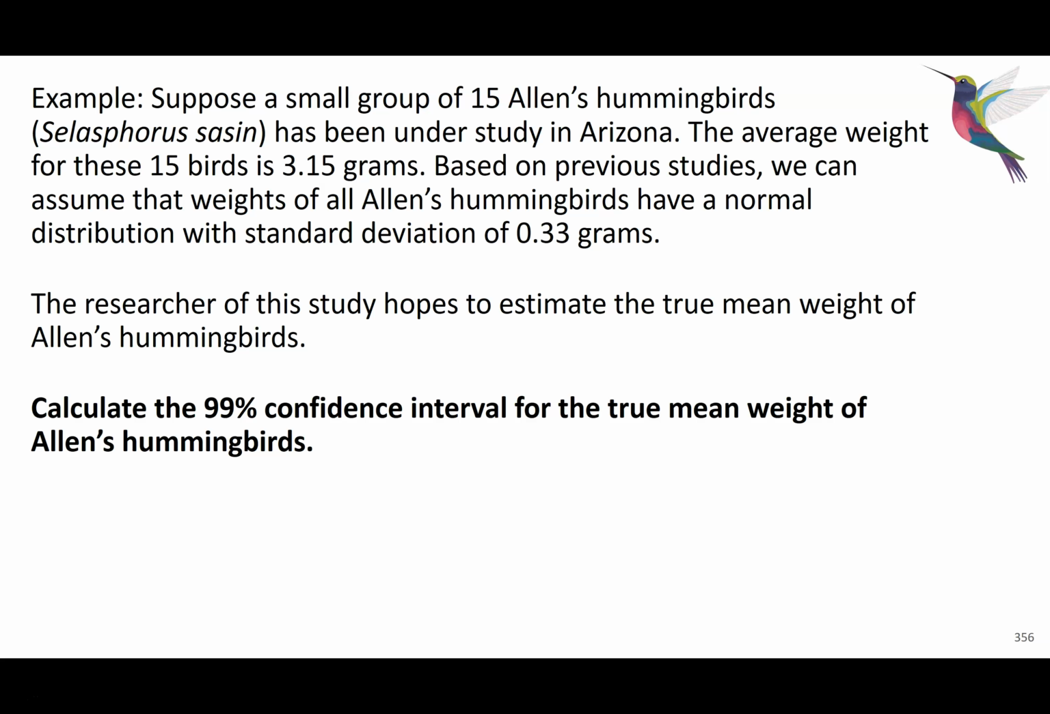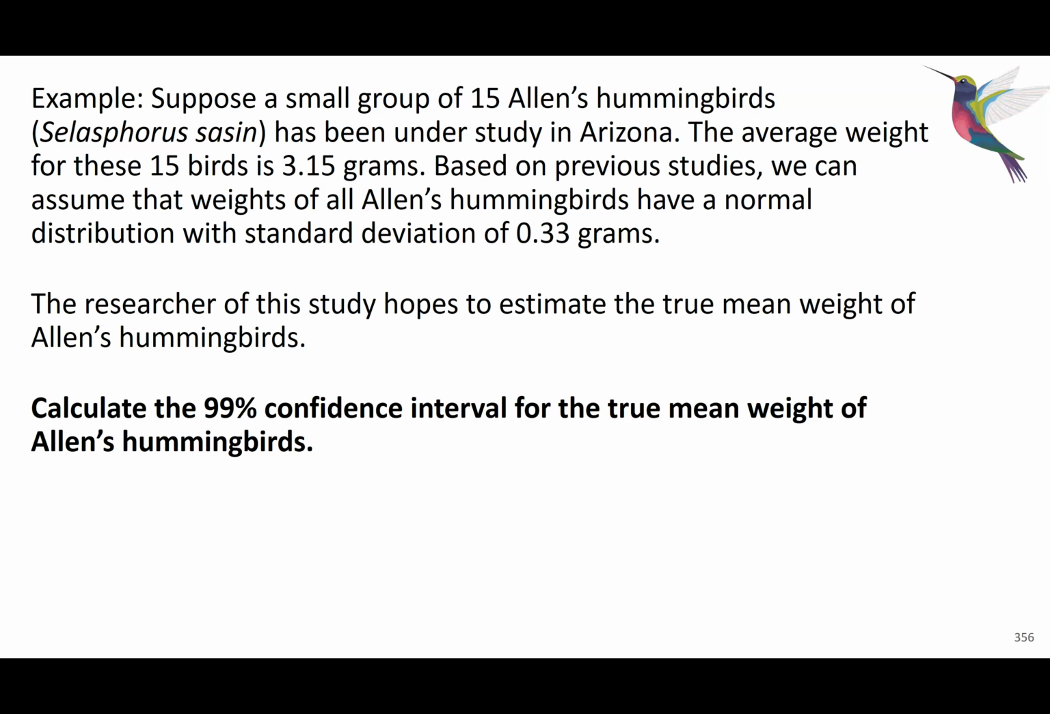Okay, so here we have a second example. And just to show you, I know nothing about zoology, or at least I didn't. There's a small group of 15 Allen's hummingbirds. I thought this was a dude named Allen who had a bunch of hummingbirds. No, it's a type of hummingbird. So there's 15 of them, and they're being studied over in Arizona.